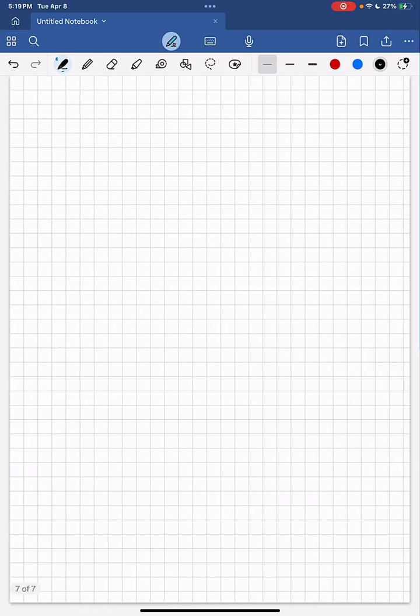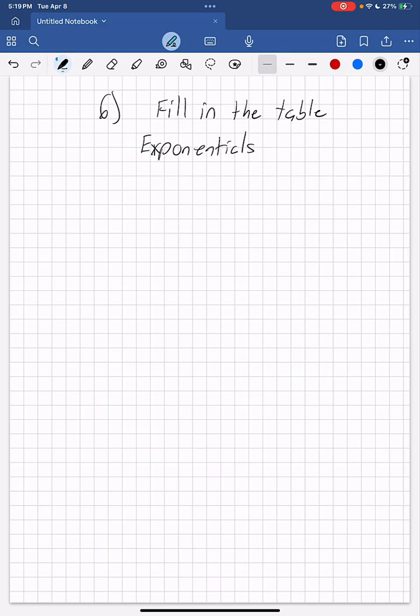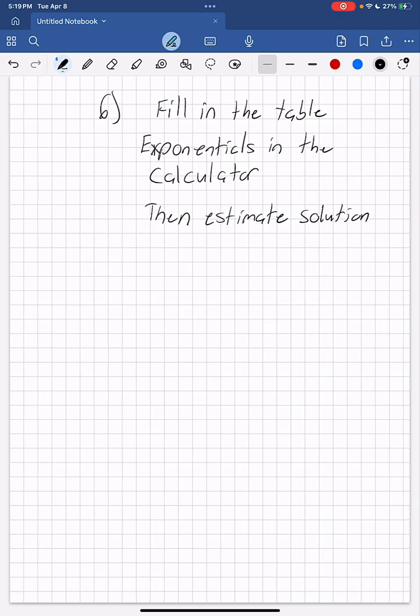And then for the last question, you'll just fill in a table. So make sure you're comfortable with plugging exponentials in the calculator. Okay. Because all you're going to do is fill in a table. And then you'll estimate solutions. So I'll ask you something like, when is this function equal to 6? And you will have to be able to tell me what input value, so whether it be x, t, whatever, what value of that makes that approximately 6.